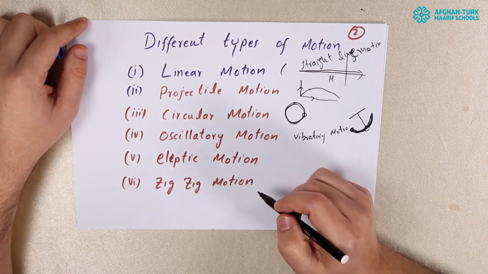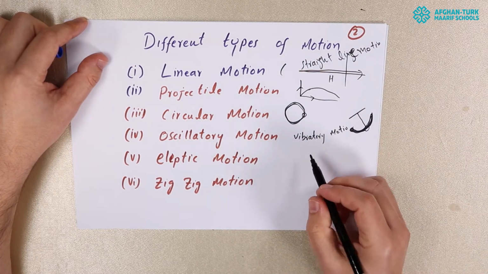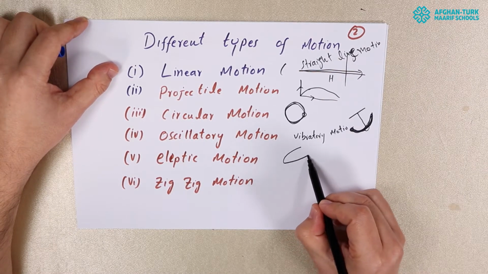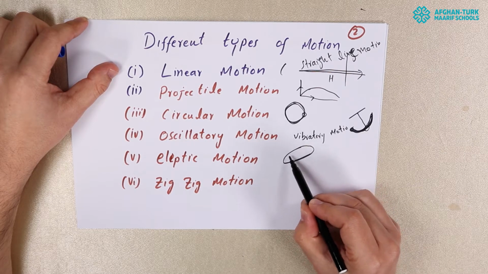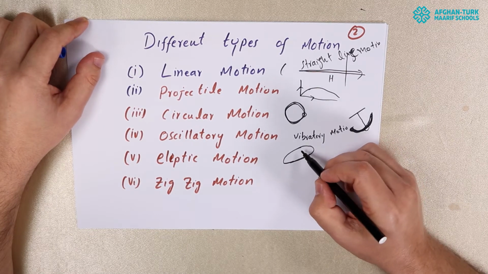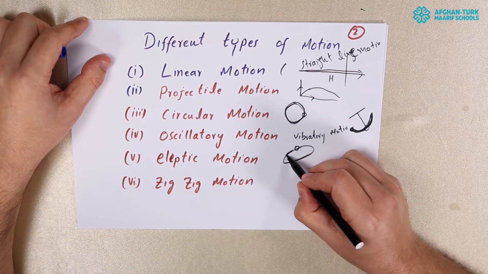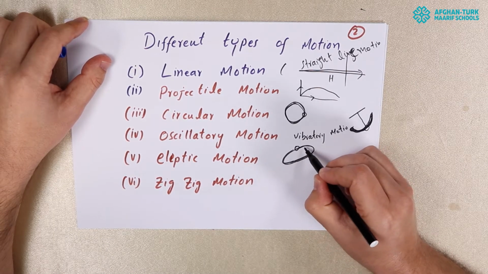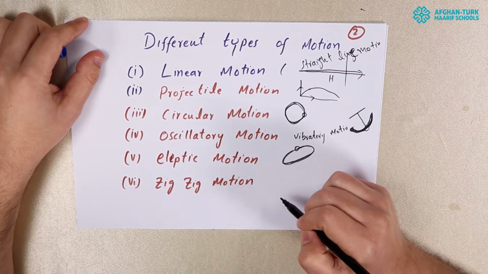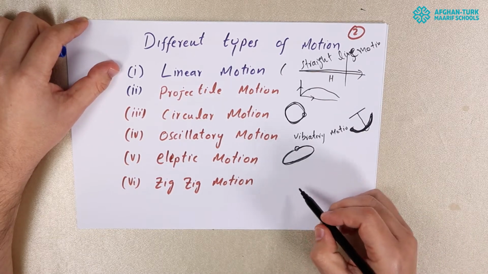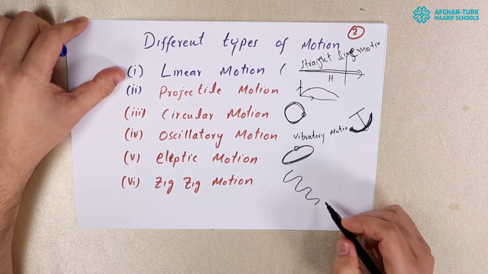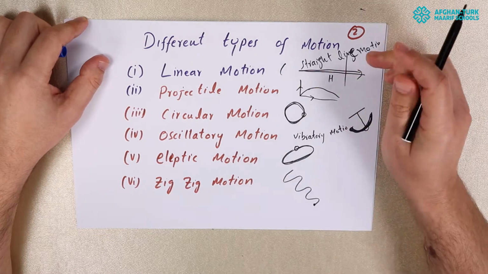The next one is elliptic motion. What is elliptic motion? Elliptic motion is not exactly like circular motion. Its shape is different from a circle. Usually, we can say that all the planets, if they move around the sun, follow the elliptic path, and this motion is called elliptic motion. Zigzag motion. What is zigzag motion? There are some objects which follow a path like this. This is called zigzag motion. So these are the different types of motion.